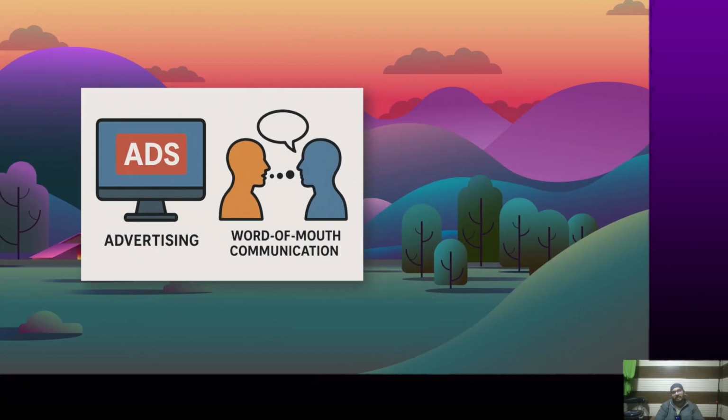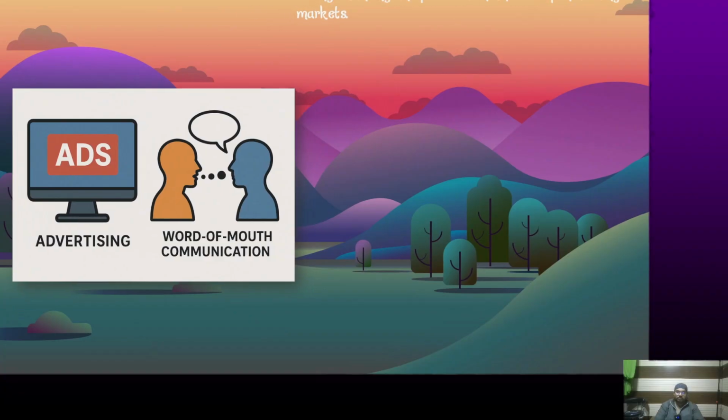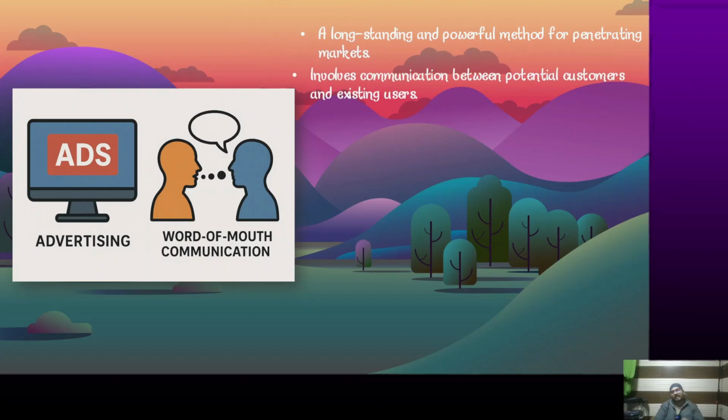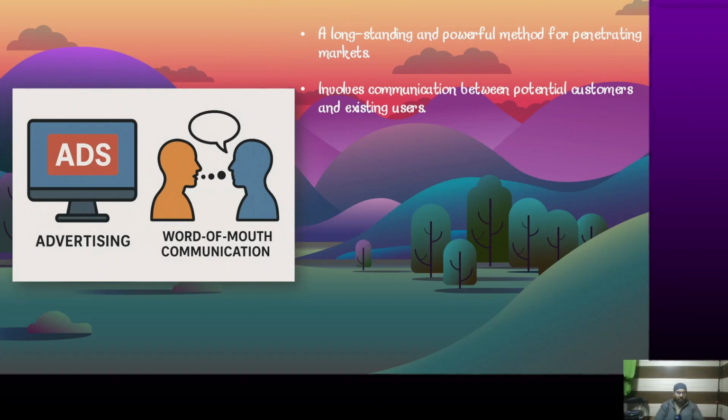So after advertisement, we have word of mouth. Word of mouth communication has been one of the most long-standing forms of communication in our promotional mix. Now, in word of mouth, basically there are people who are already using your product. So these are your existing customers, and if they are satisfied with your product, they will communicate to the potential customers. The people who are already using your product have to be opinion leaders. They have to be influencers.